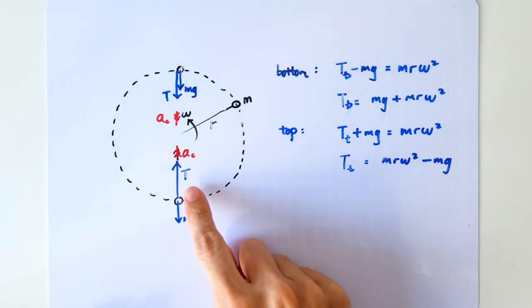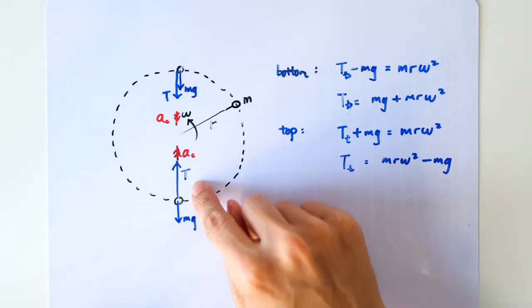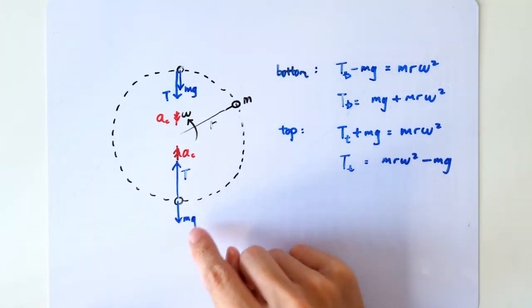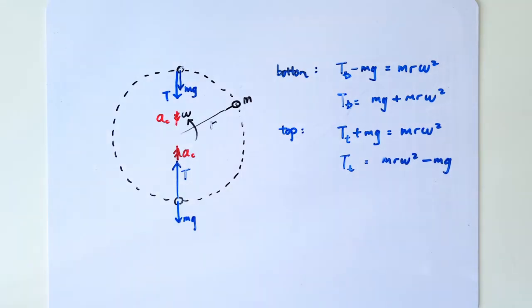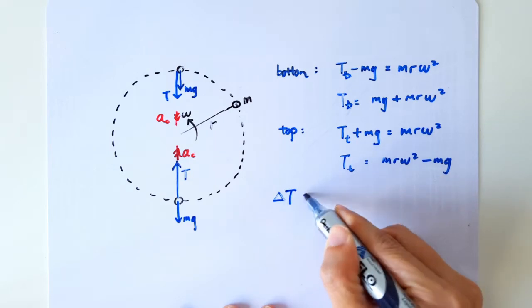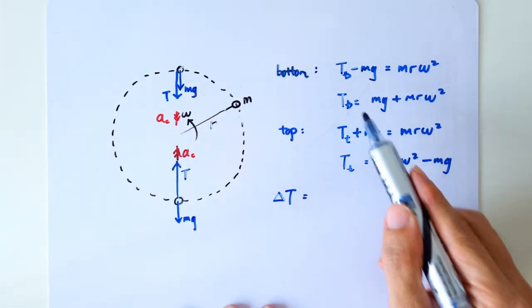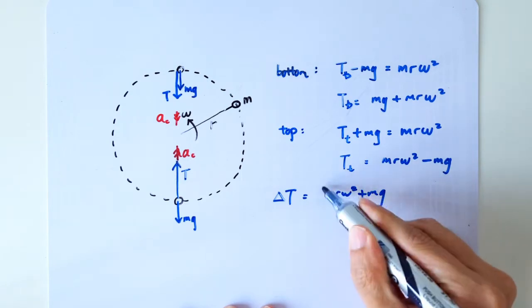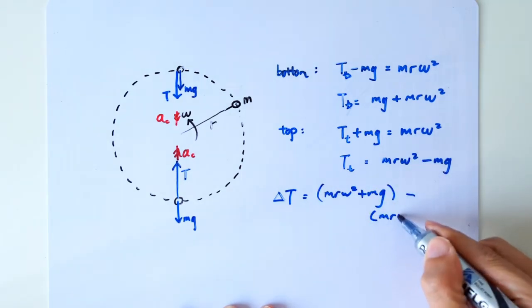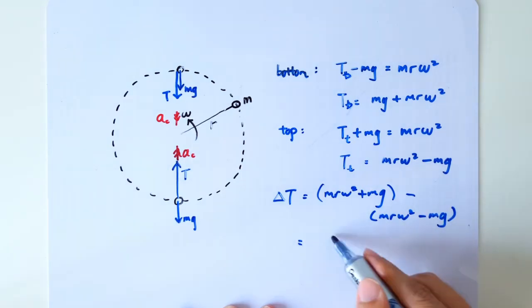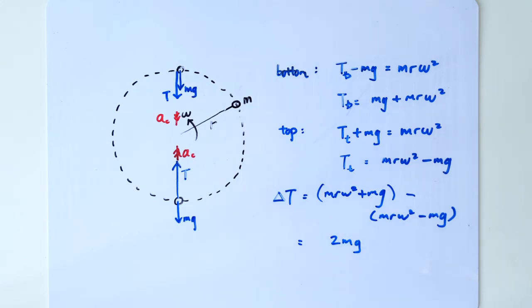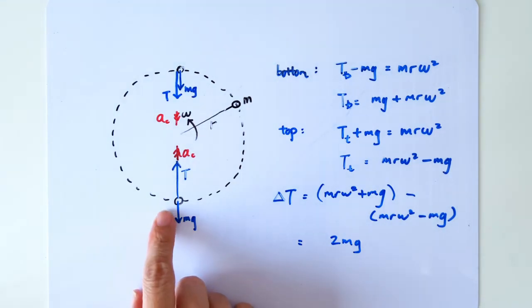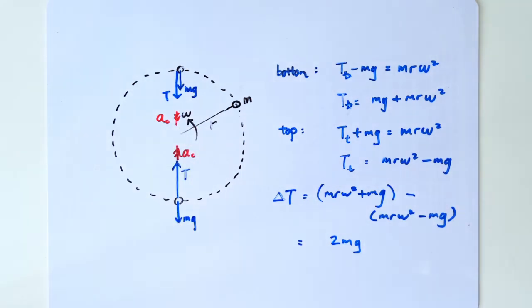That's why you see the tension is always strongest when it's at the bottom, because the tension, which must provide the required centripetal force, must also overcome the weight, which is pulling in the opposite direction. So the difference in the magnitude of the tension when it's at the bottom and at the top will simply be, maybe I'll write this as mr omega square plus mg, minus, when it's at the top, mr omega square minus mg, and the difference is simply 2mg. This 2mg comes about simply because when you're at the bottom, the weight is working against the tension, and when you're at the top, the weight is helping the tension to provide the required centripetal force.